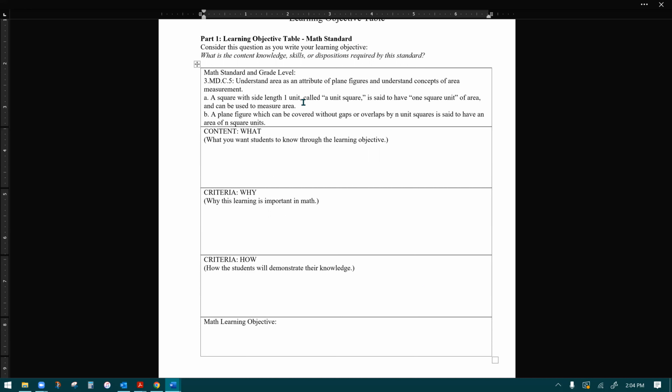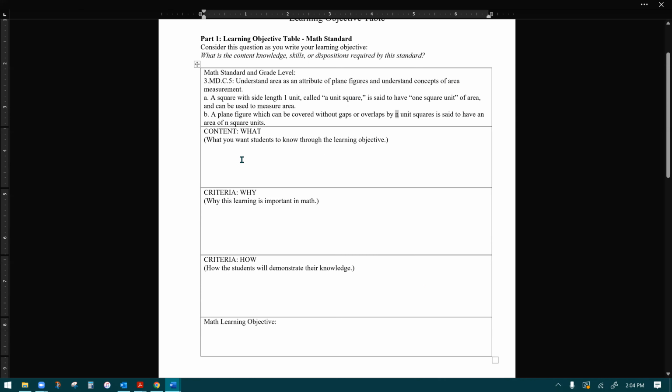And then B says a plane figure which can be covered without gaps or overlaps by n square units is said to have an area of n square units. Sometimes these standards are a little confusing, especially when they use letters. So sometimes to help me understand it, I'll change those letters to a number to give me an idea of what it's saying, and I read it again. A plane figure which can be covered without gaps or overlaps by 5 square units is said to have an area of 5 square units. Okay, that helps me understand it better.